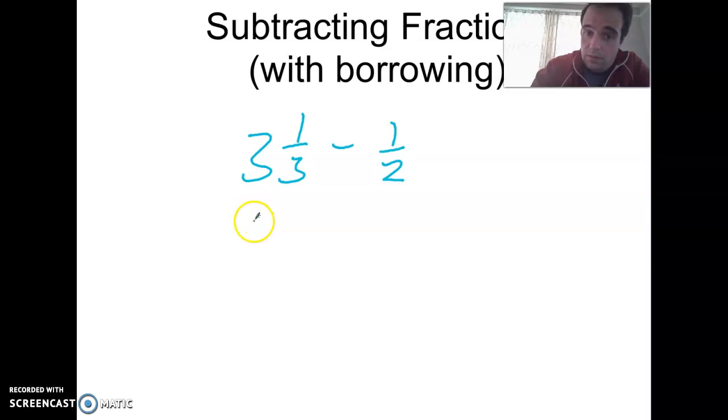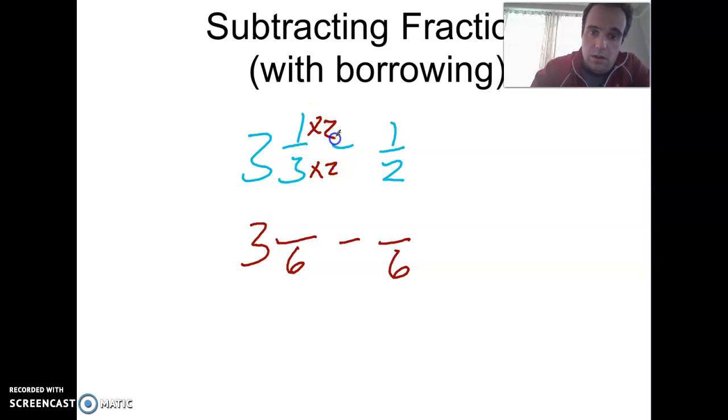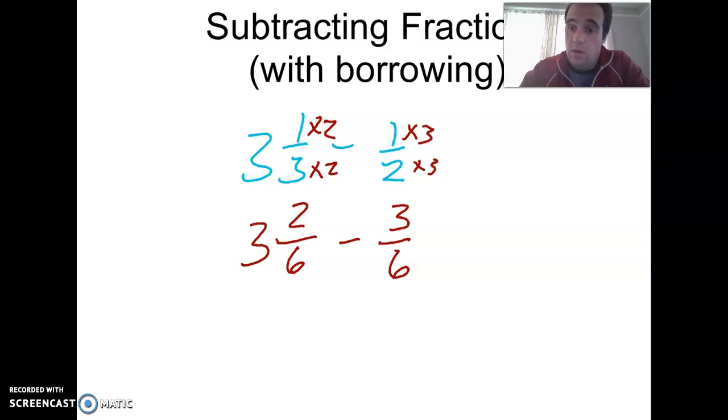Again, common denominator is going to be 6. So that's 3 and something over 6 minus something over 6. This times 2 times 2 makes 3 and 2/6. This one's times 3 over 3, which makes 3/6. Again, same situation. We have too many that we need to subtract in order to subtract. What do? We go next door to 3, we borrow, make it 2.